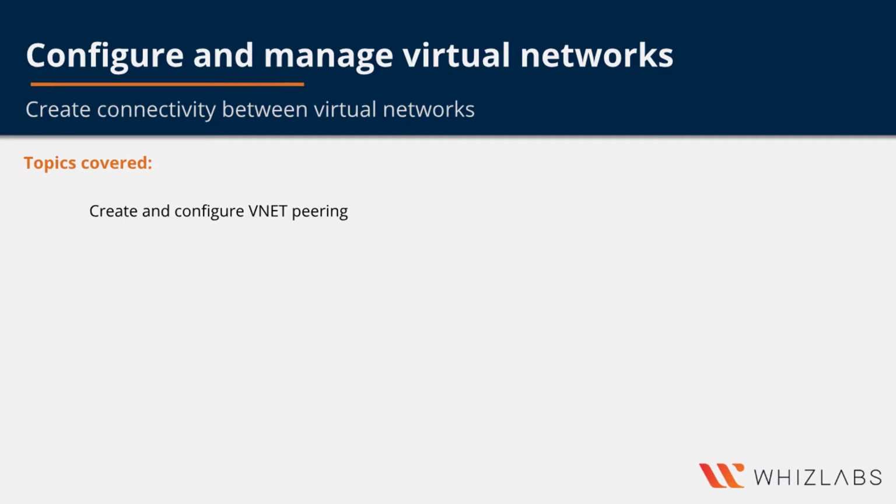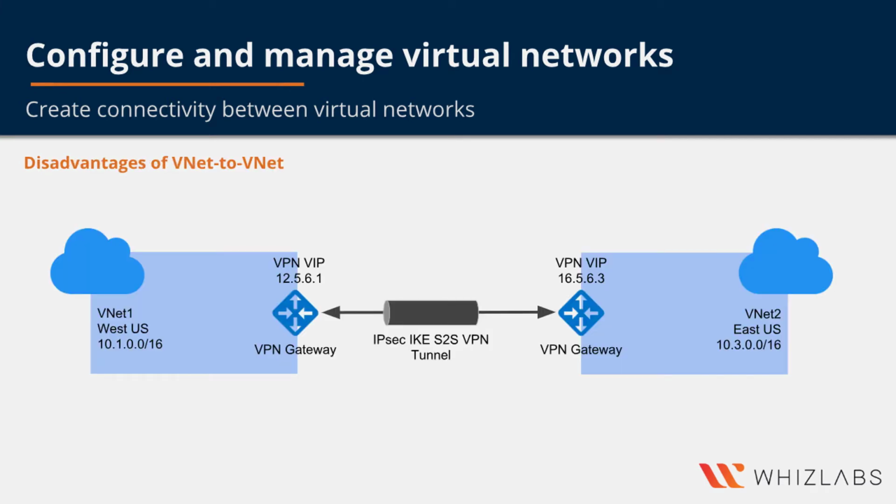Welcome to the next objective, which is to create and configure VNet peering. In the last video, we saw an example of VNet to VNet connectivity. Here we had two different virtual networks, and then we had deployed a virtual private network gateway in each of the virtual networks, and then we had connected these two gateways, which ultimately connected the virtual network.